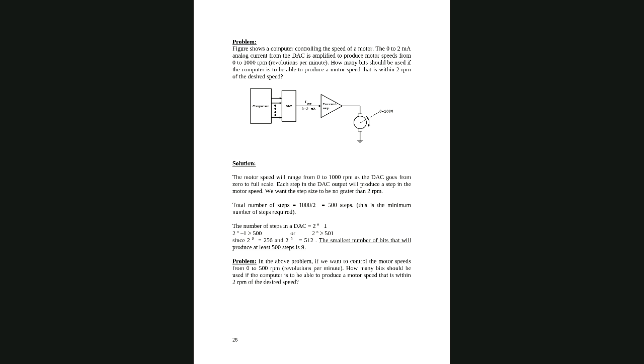So we are given K here. So what is the first step? The motor speed will range from 0 to 1000 rpm, from 0 to full scale. Each step in the output will produce a step in the motor speed. So what is the step size? As I explained, the step size is 2 rpm.